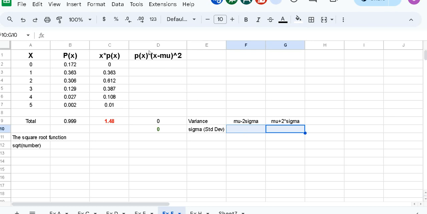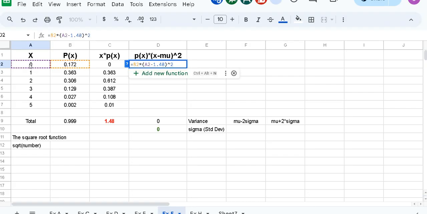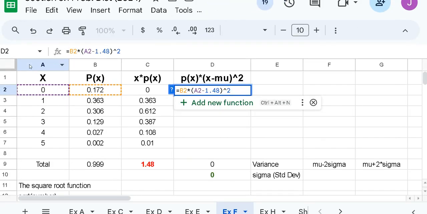All right. So let's take a look at this. You can type in equals, and then I want P of X in column B, times, parenthesis, and then X. The only number that you actually type in is the mean itself. So that'd be minus 1.48, raised to the second power, like that. So that's your calculation. Let me zoom in a little bit so you can see that. That should be what you set up for the first one. You get that one right, the rest of them should follow.